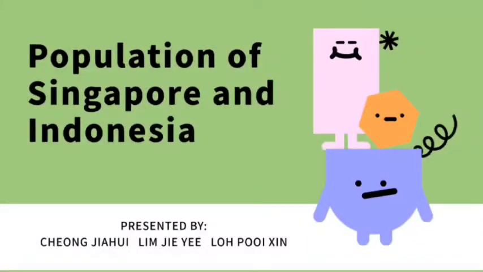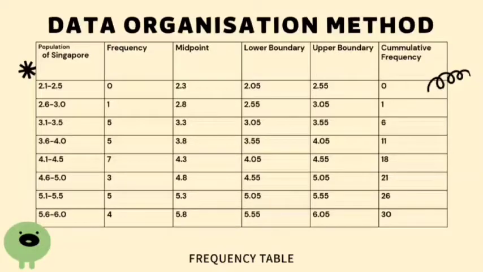Today our group is going to present about the population of Singapore and Indonesia. This is the data of the population of Singapore. From the textbook data, we know that the population of Singapore is 3.0 million until 5.7 million. And this is the table that we plot, that we form. It includes class interval, frequency, midpoint, lower boundary, upper boundary, and cumulative frequency.